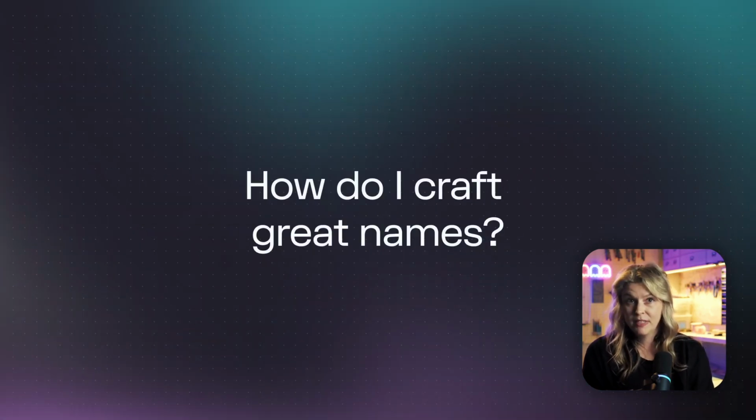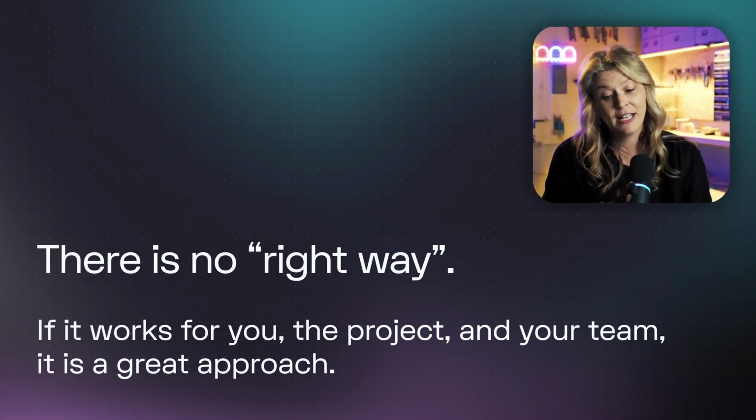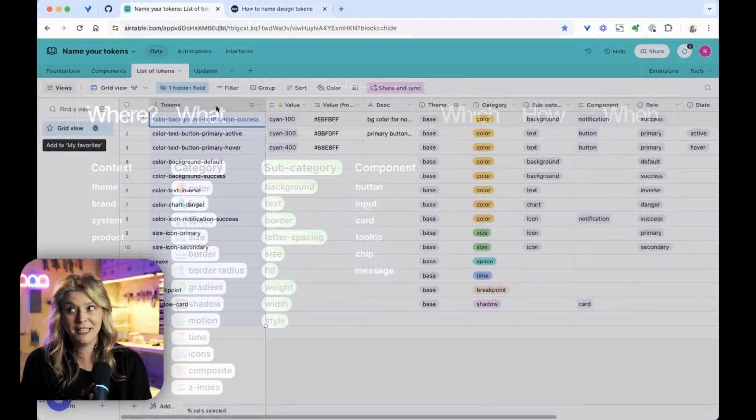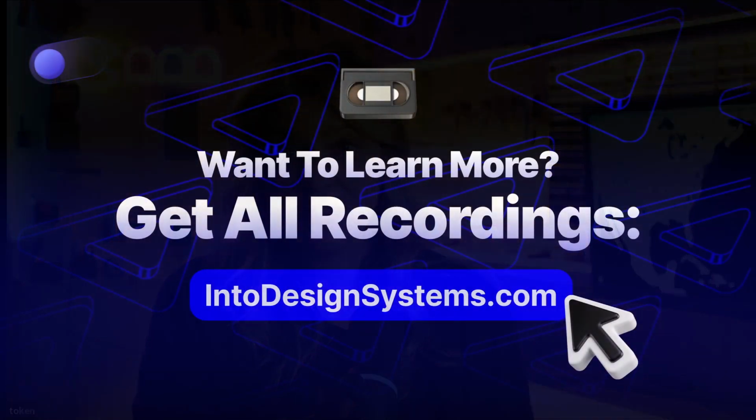So now, how do I craft a good name? There is no one right way. If it works for you, your project, and your team, it's a great approach. However, Romina and I are both going to share how we've been doing it. Romina's way is interactive and has a really awesome automation tool based on a table, and mine is in FigJam. And so I'm going to pass it off to Romina so Romina can wow you with hers, and then she's going to pass it back.